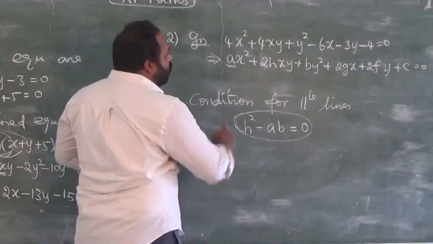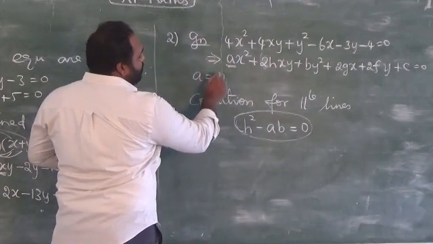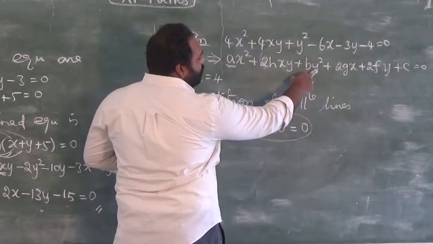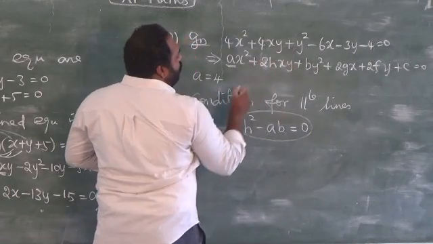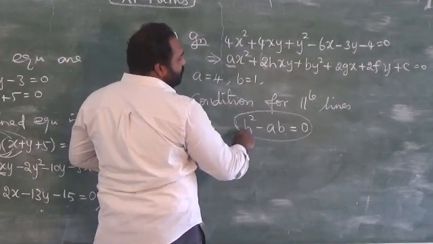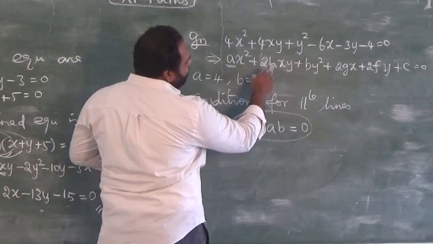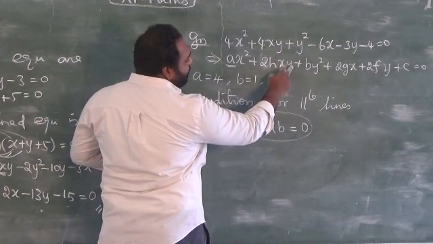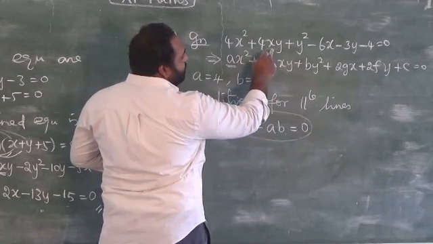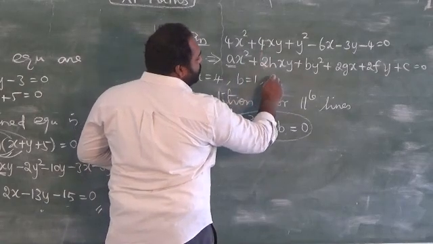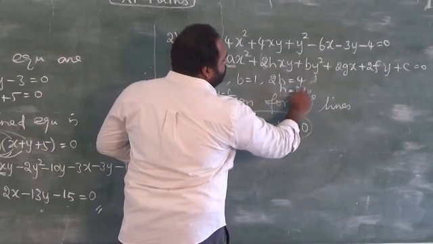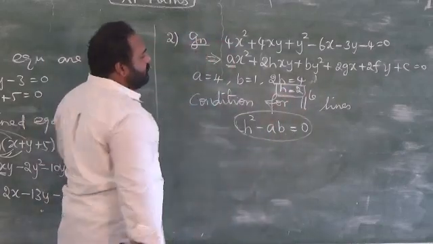Actually a is the coefficient of x square, so a is equal to 4. Next b. b is the coefficient of y square. What is the coefficient of y square here? 1. So b equal to 1. Next I need the h value. Here 2h is there. The xy coefficient in the general form is 2h, but in the question the xy coefficient is 4. So 2h equal to 4, so h equal to 2. Now we got all the values from the question.